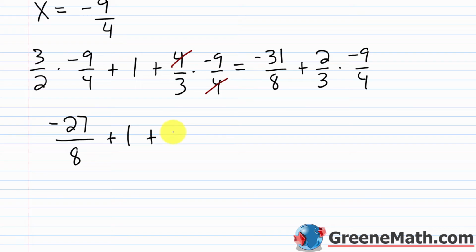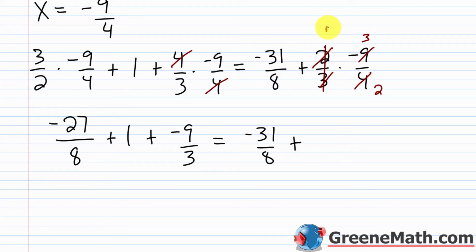So negative 9/3, and equals, we have negative 31/8 plus, over here I can cancel before I multiply. Negative 9 divided by 3 would be negative 3, so this cancels with this and gives me a 3. And this will cancel with this and give me a 2 down here. So this completely canceled out. That's just a 1 now. So we'd have basically just negative 3 halves. So plus negative 3 halves.